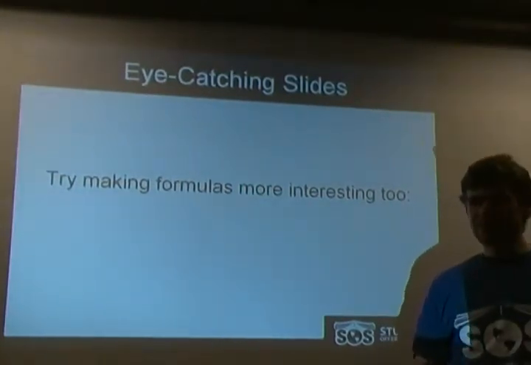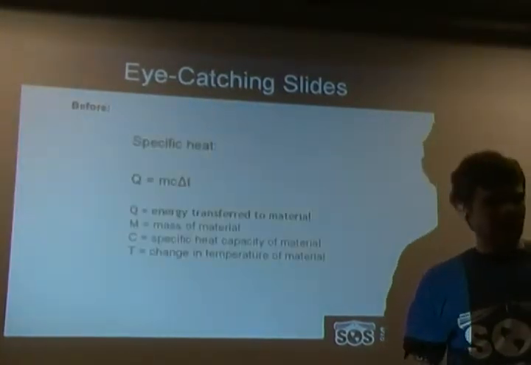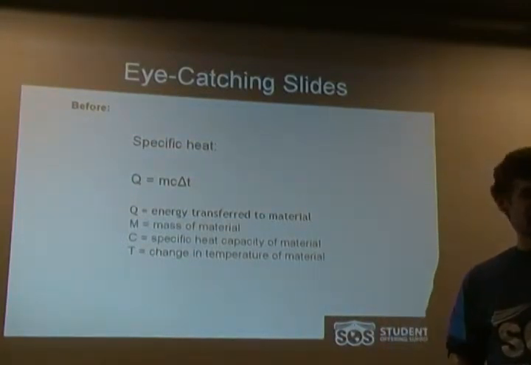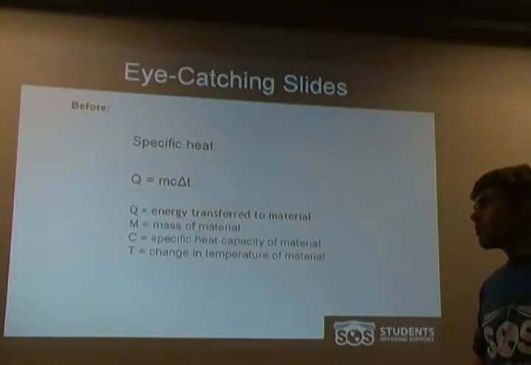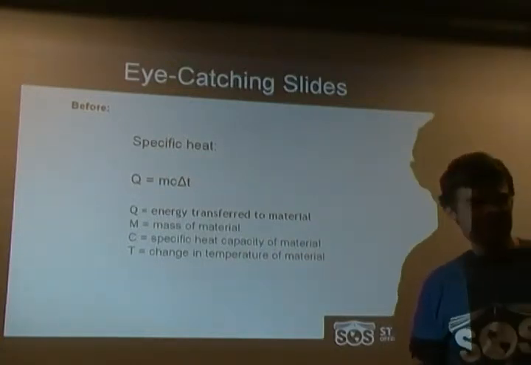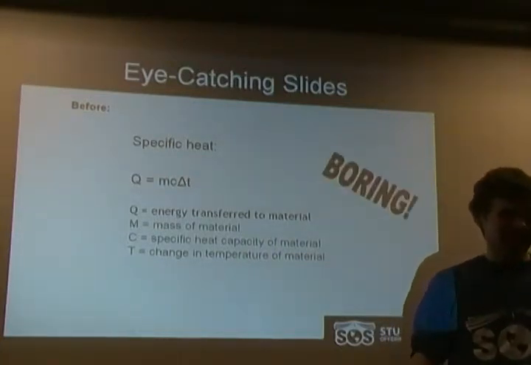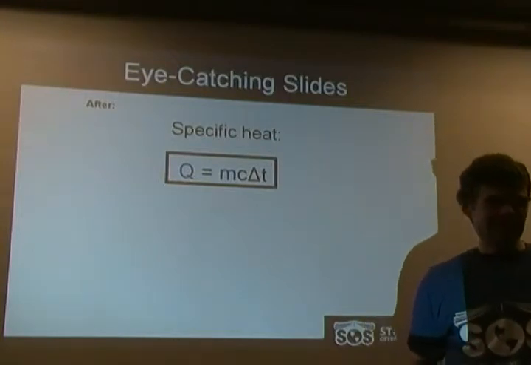You can use the exact same thing to make formulas more interesting. We'll do another before and after here. So here's the specific heat capacity, Q equals mc delta T, blah, blah, blah. That looks really boring. Physics out of the 70s right there. We could spice it up a bit. Hey, here we go. Now we're back into modern age.